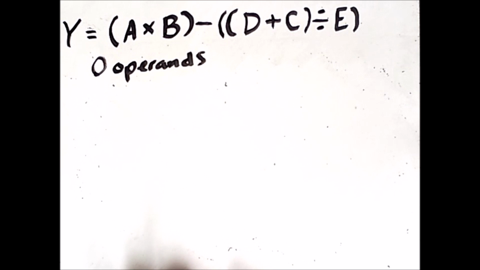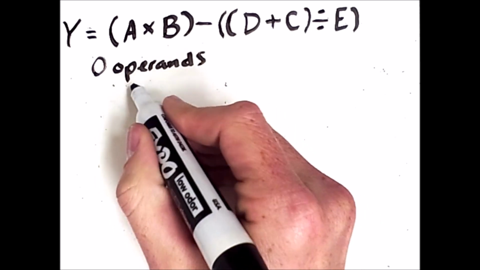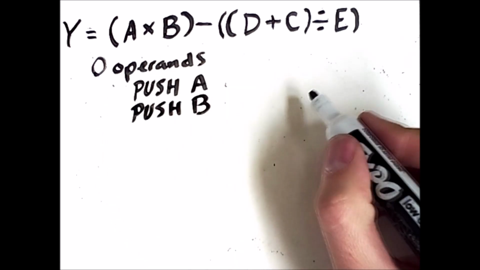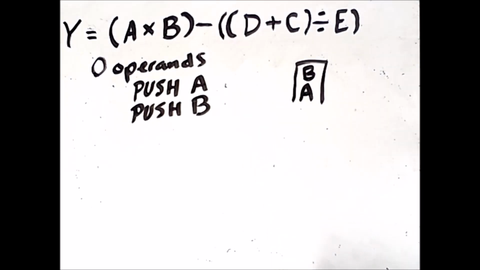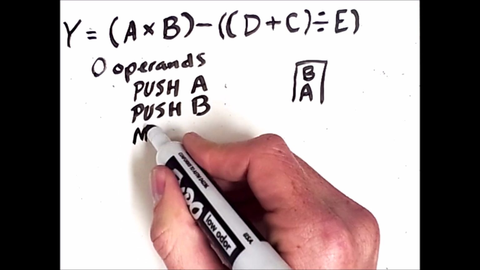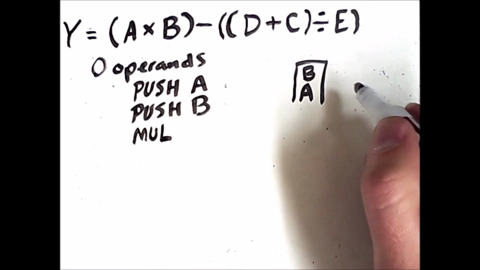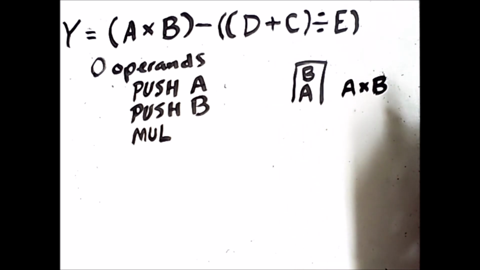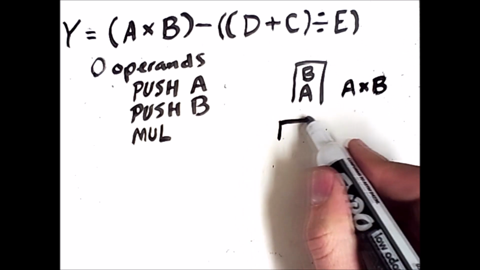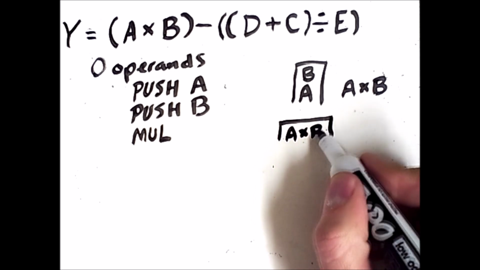For this program, I'll illustrate the state of the stack as I make modifications to it. First, we'll need to push A and B onto the stack. After we've pushed those items on, the stack will look like this. Now I can execute multiply. After which point, we pop these off, and what does the stack look like? Well, it's a stack with a single element, and that single element is A times B.